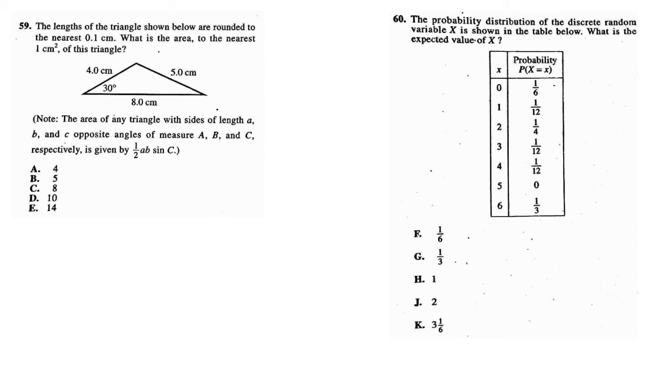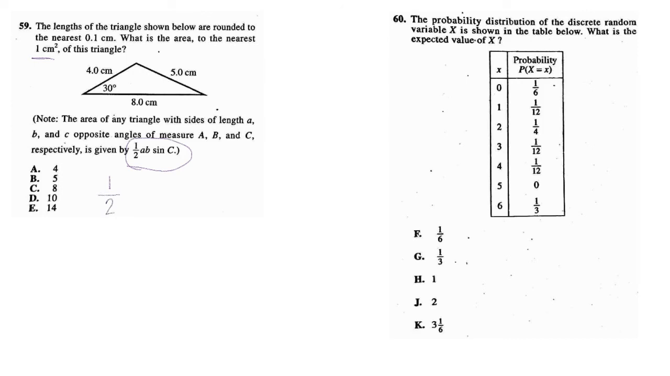Okay, last two problems. 59 looks like a good plug-in problem. They give us some values here to plug in and a formula. The length of the triangle rounded to the nearest 0.1 centimeter. What is the area to the nearest 1 centimeter squared of the triangle? And they give us the formula 1/2 AB sine C. So let's see if we can't plug in 1/2. And now we need to figure out A and B.